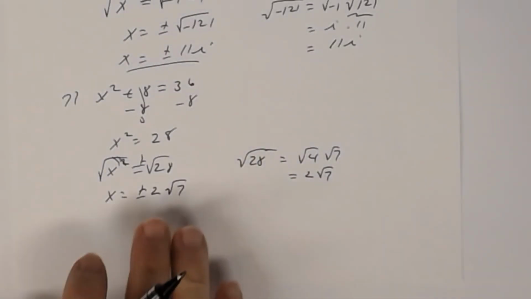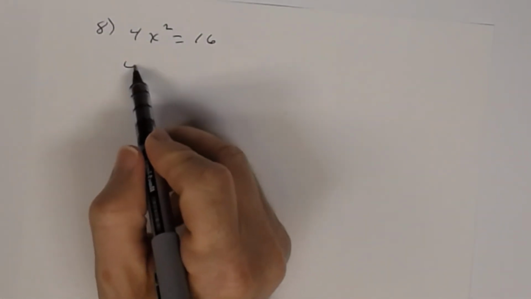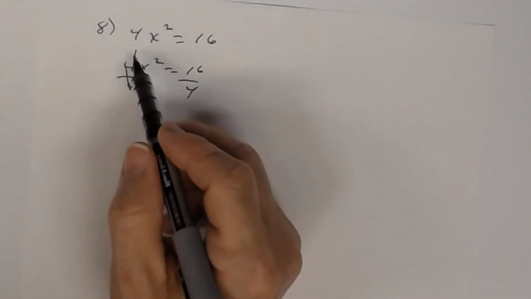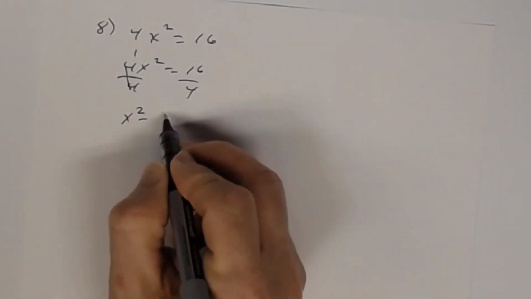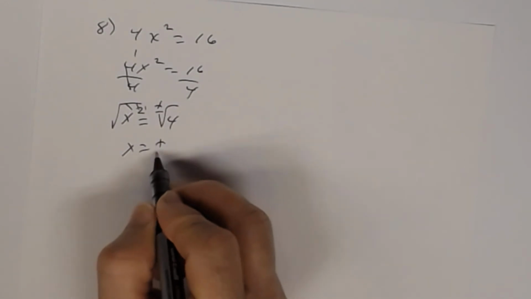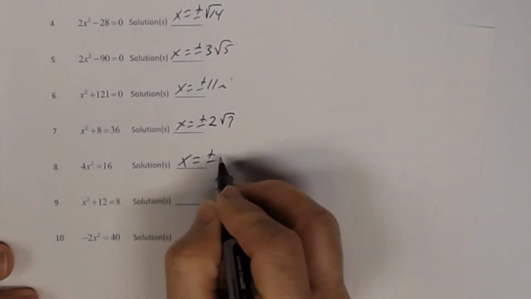Okay, number 8. So number 8, we have 4x squared equals 16. So getting x squared by itself, I'm going to go ahead and divide both sides by 4. And so 4 divided by 4 is 1. So I get x squared equal 4. Taking the square root of both sides, plus or minus, I get x to be plus or minus 2. Because 4 is a perfect square, the square root of 4 is 2. So x equal plus or minus 2.